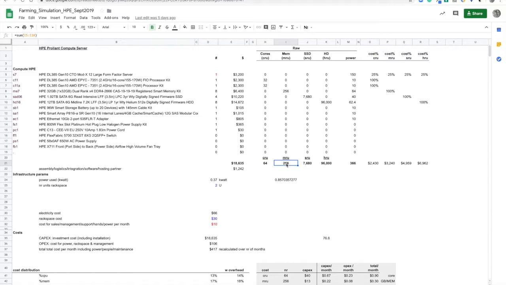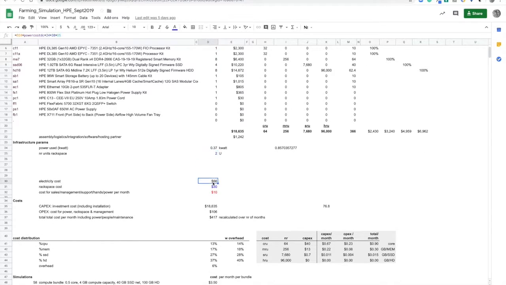It's got in total 256 gigabytes of memory. It's got 7.6 terabytes of SSD storage, and it's got 96 terabytes of spinning HDD storage. In total, the assumption is, and again, I know it depends on the workload, that it uses approximately 366 watts per hour of power, which is 0.37 kilowatts. The sizing is 2U, so if and when you put it in a data center, you need to plan for having 2U plus whatever other equipment like switches you need around it.